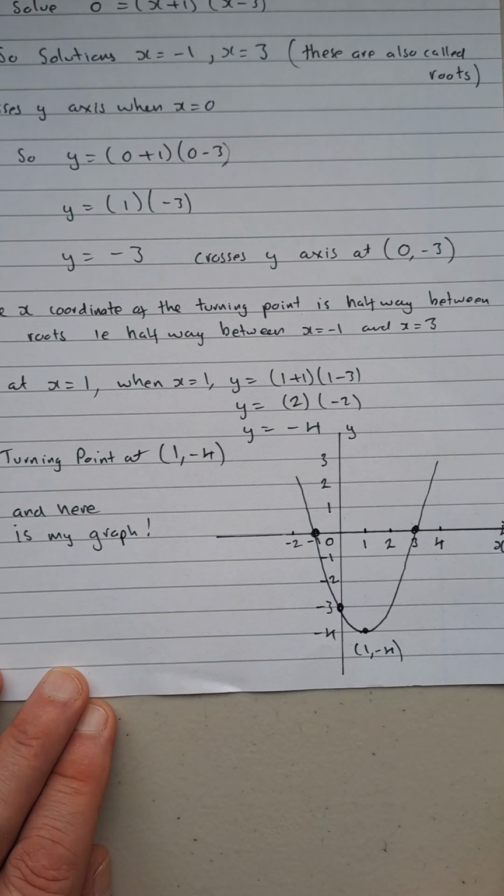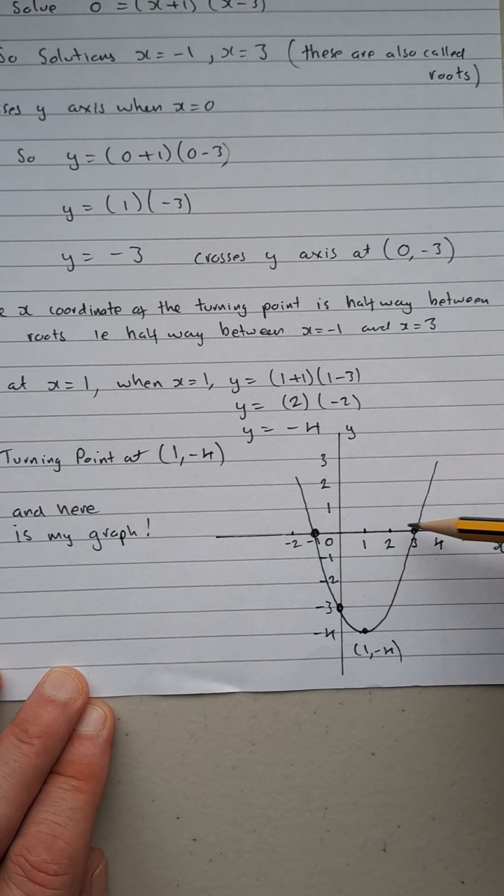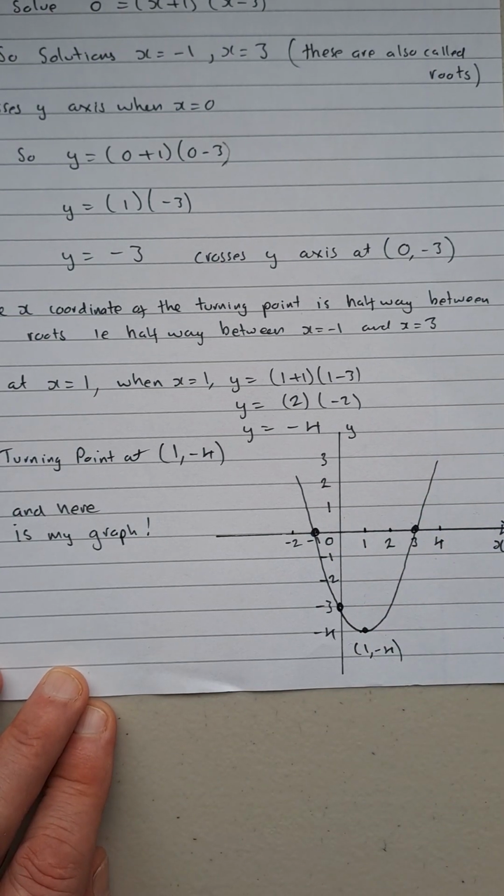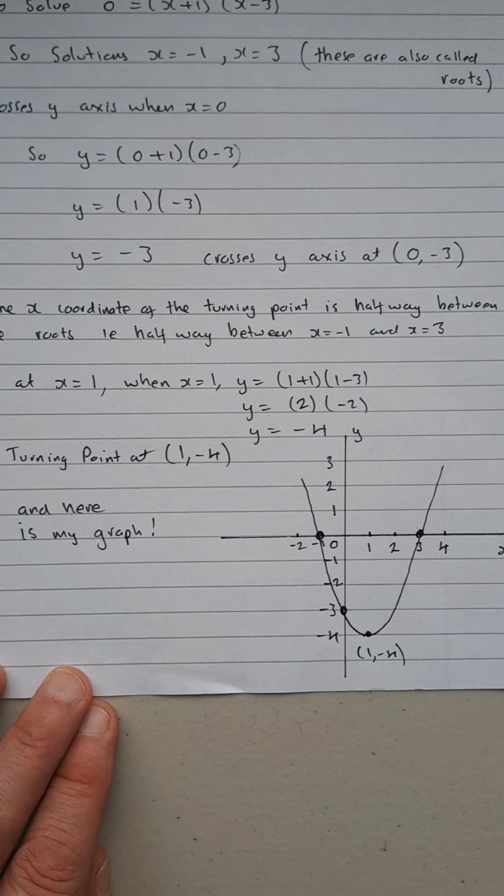And this is my graph. We can now just join up. We have the roots, we have the y-intercept, turning point there, and you do your best. Hopefully you're a wee bit better than me at drawing. And here is my graph. There we go.